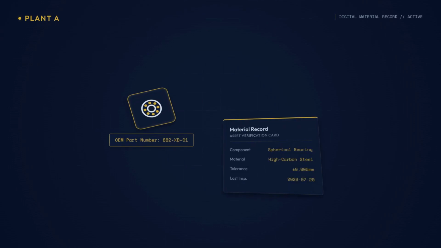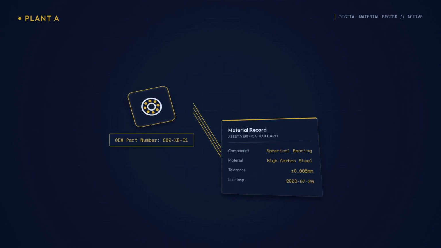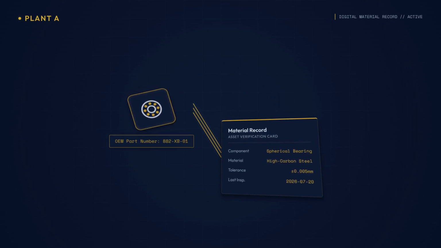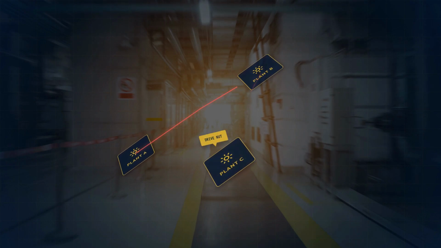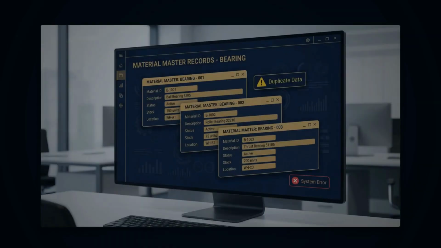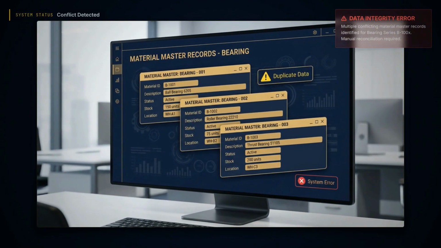Imagine a single bearing. Plant A records it using an OEM part number. Plant B stores the manufacturer's reference. A third plant follows its own local naming convention. To an experienced maintenance planner, they're the same component. To enterprise systems, they're completely different materials.